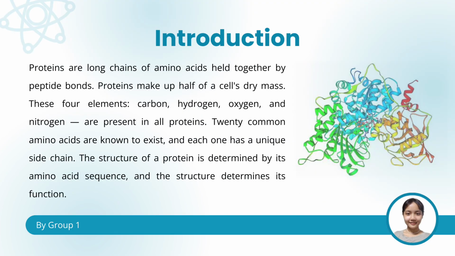Proteins are long chains of amino acids held together by peptide bonds. Proteins make up half of a cell's dry mass. These four elements, carbon, hydrogen, oxygen, and nitrogen, are present in all proteins. Twenty common amino acids are known to exist, and each one has a unique side chain. The structure of a protein is determined by its amino acid sequence, and the structure determines its function.